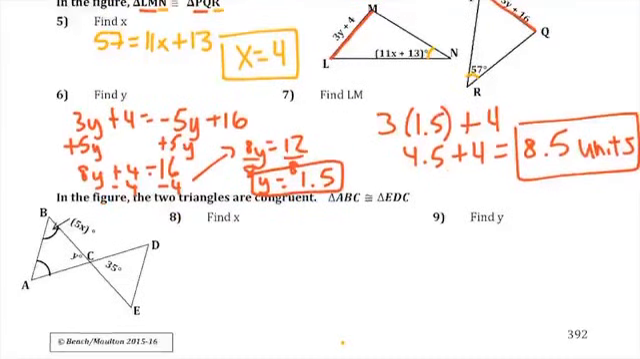Okay. In the figure, the two triangles are congruent. Triangle ABC is congruent to triangle EDC. So number 8, we want to find x. Notice we have angle B here with one arc, and it has a value for x. We also note that angle A has one arc, and so that would be the same value. So I'm going to write for angle A, this is 5 times x degrees.